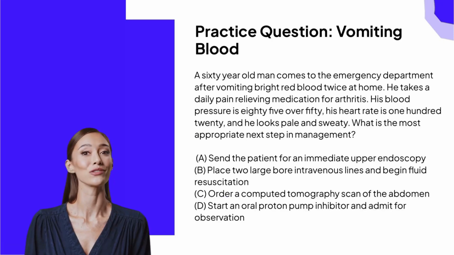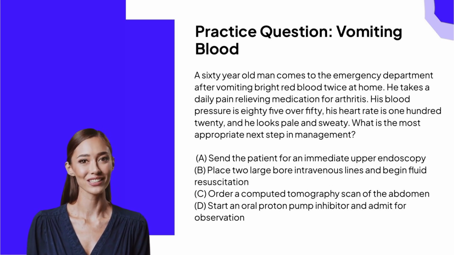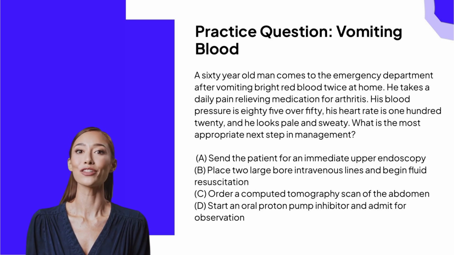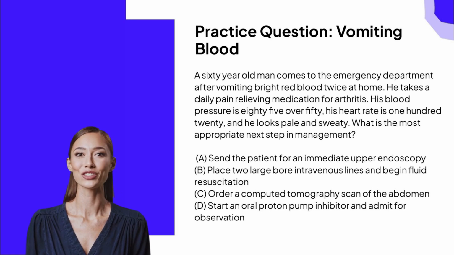Let us work through our first practice question, and this one is built to test your resuscitation instincts. A 60-year-old man comes to the emergency department after vomiting bright red blood twice at home. He takes a daily pain-relieving medication for arthritis, which is a hint toward an ulcer. But look at his numbers. His blood pressure is 85/50, his heart rate is 120, and he is pale and sweaty. The last line asks for the most appropriate next step in management.